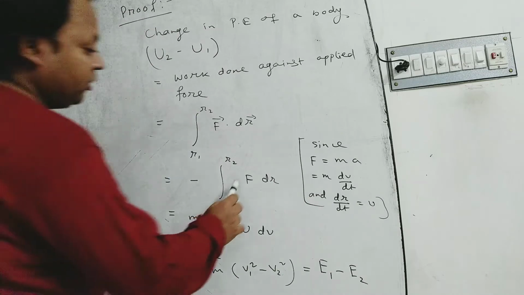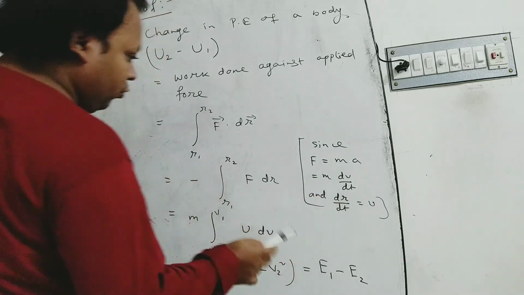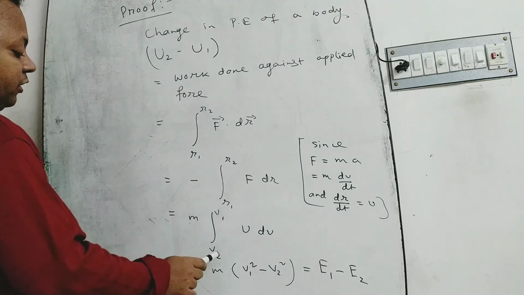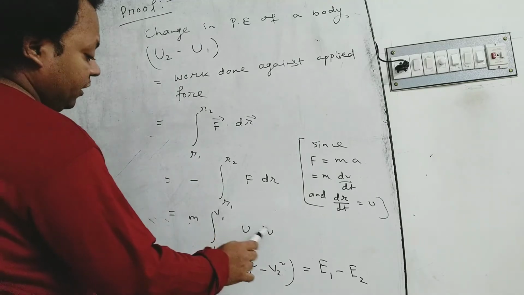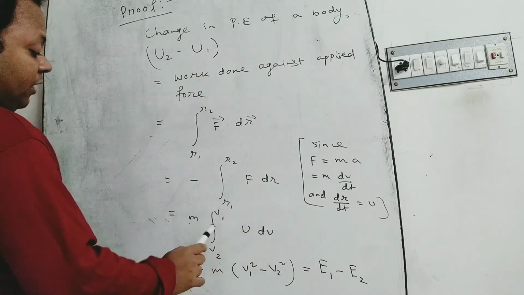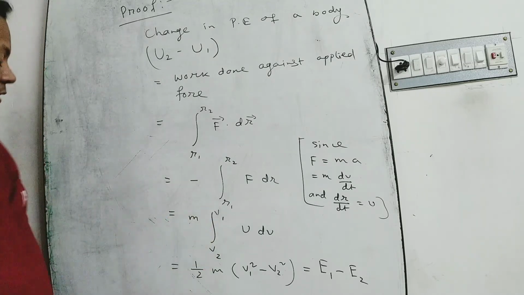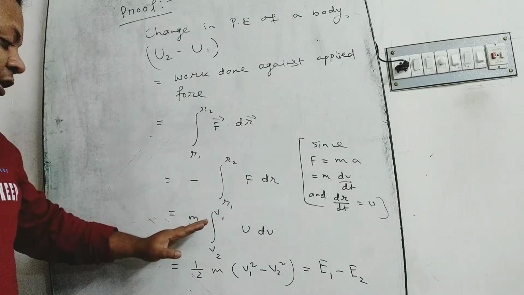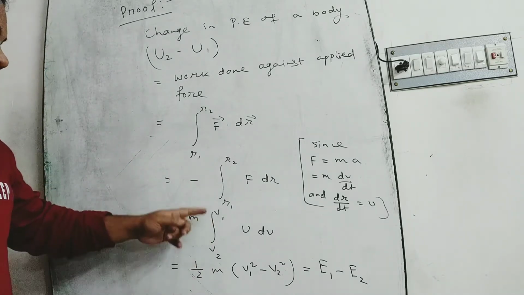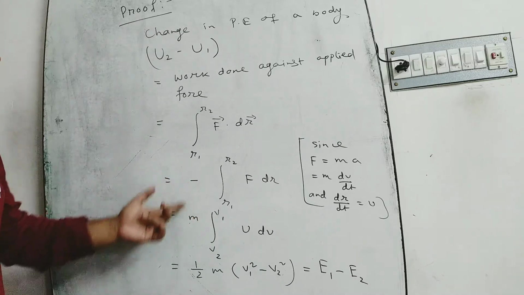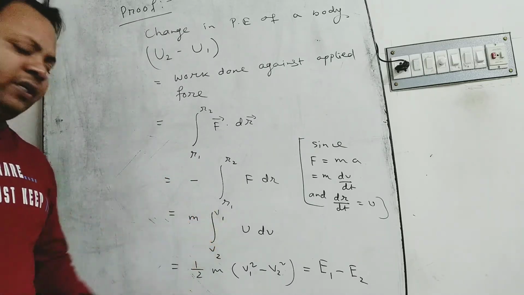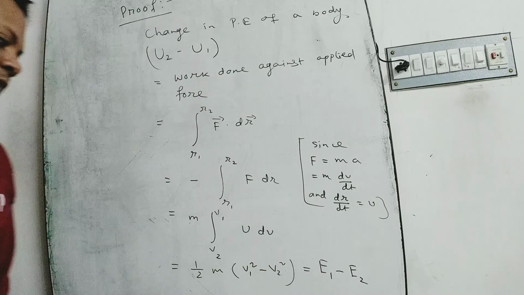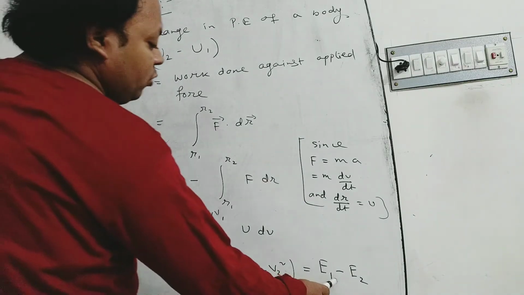Therefore, substituting the values of F and dr, we can write that work done is equal to m into integration of v dv. The lower limit is v2 and upper limit is v1. Since the negative sign is present, we can reverse the limiting values by omitting the negative sign. By integrating, we can write that this is equal to half m (v1 square minus v2 square). This is equal to E1 minus E2.